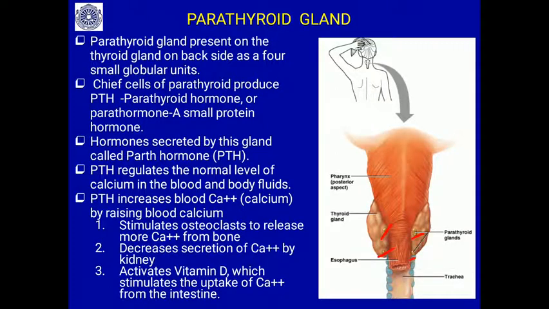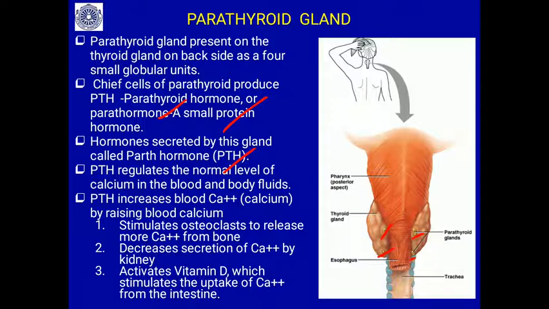The chief cells secrete a small protein hormone called parathyroid hormone, or Parth hormone, PTH. PTH functions opposite to TCT, or thyrocalcitonin. The PTH regulates the normal level of calcium in the blood and body fluid. PTH increases the blood calcium. Whenever there is low calcium in the blood, calcium will be increased by the action of the secreted PTH.